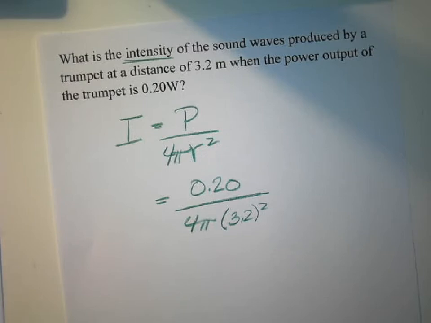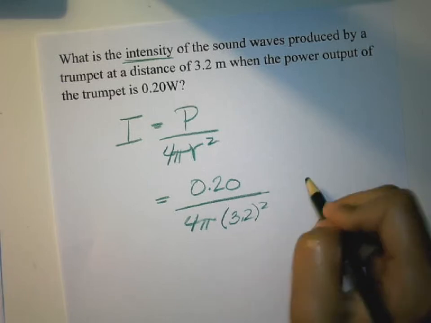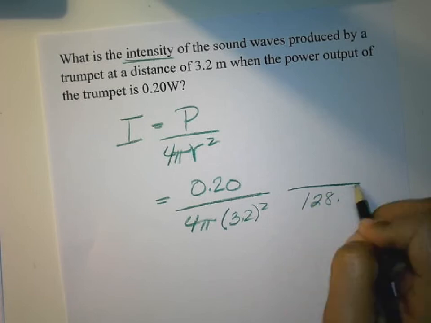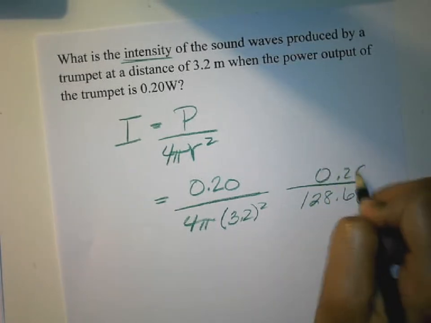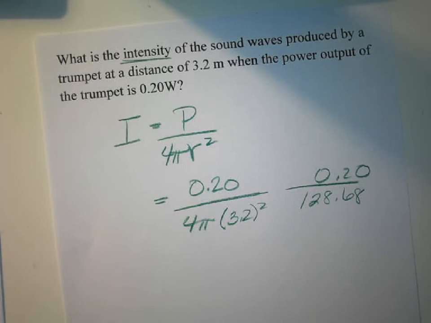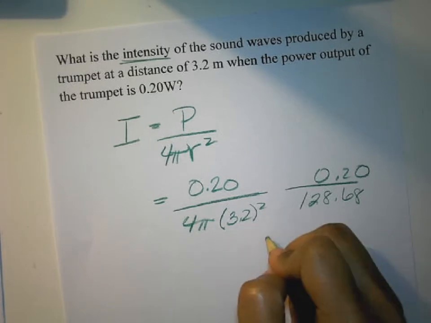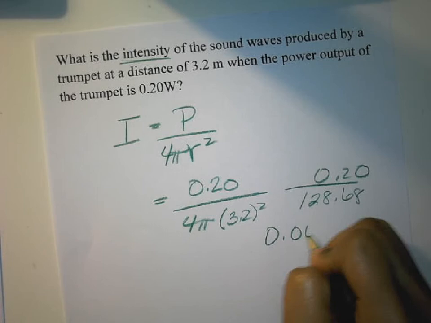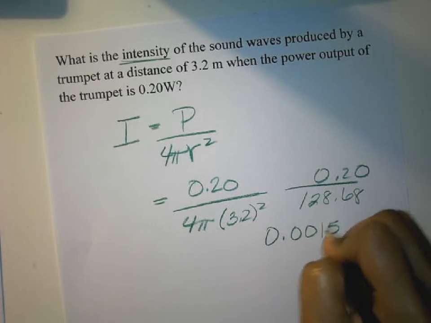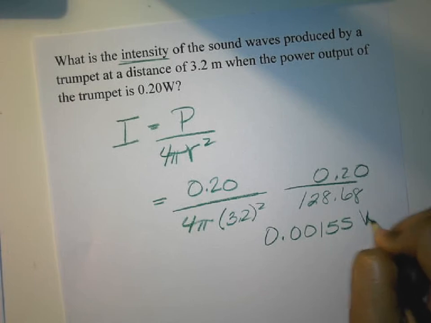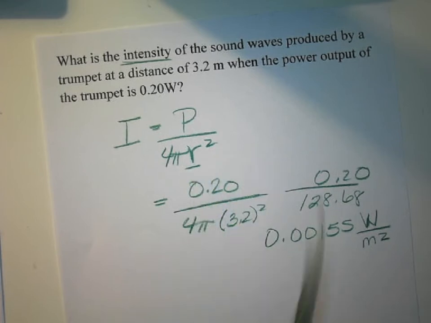I have my trusty calculator here. Let me plug that in. 4 times pi times 3.2 squared. I like to do the bottom first, and that's 128.68. Then 0.20 divided by that number, and I get 0.00155, and that's watts, the unit for power, over meter squared, the unit for your radius.